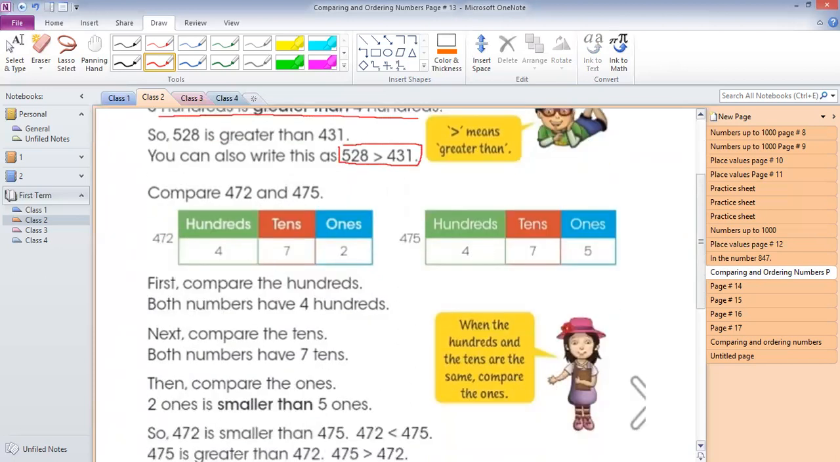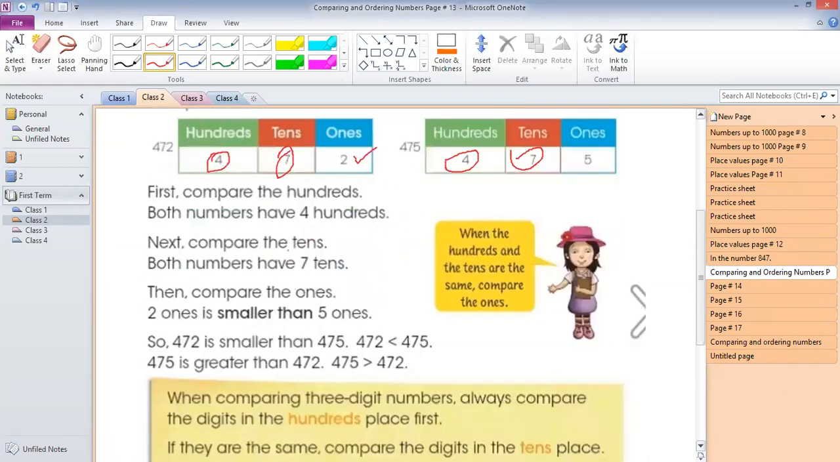Compare 472 and 475, guys. If you compare 472 and 475, the 400 is the same. Then you will compare the tens, 7 tens and 7 tens are also the same. Then you will compare the ones, 2 and 5. So 2 is less than 5. So you will say that 472 is smaller than 475, and you can write it in that way.